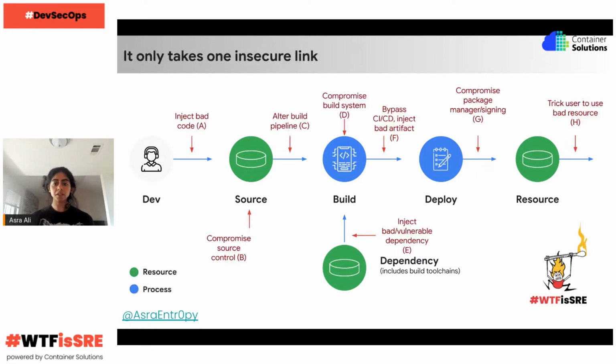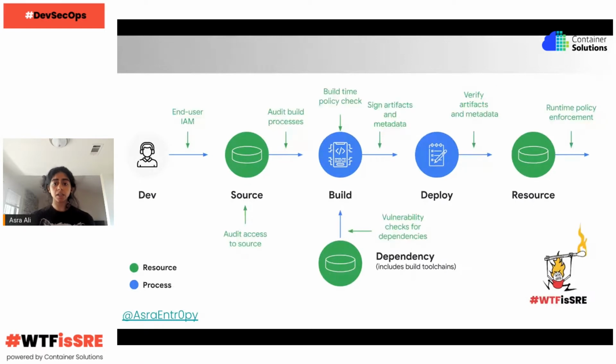Like I said before, at each of the stages of the software delivery pipeline, there's places where things can go wrong, starting from the developer all the way to when the client actually installs, deploys, or runs the artifact. What I'm going to focus on in this particular talk is how to mitigate the build and deployment side of that, as well as the source portion.